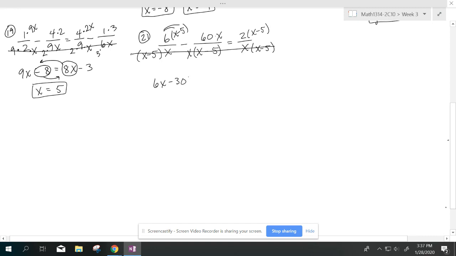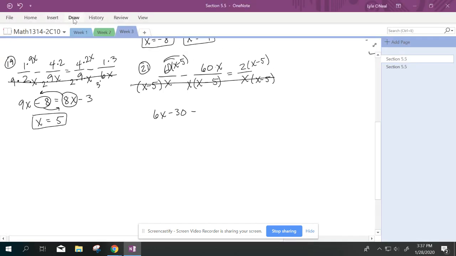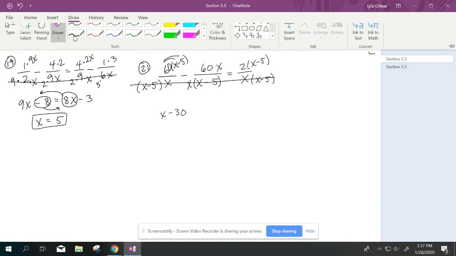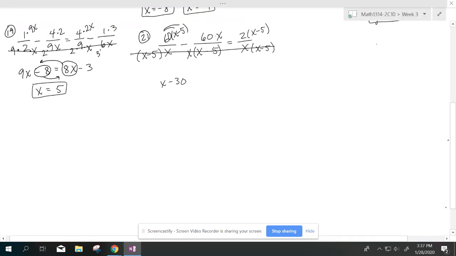6x minus 30. Wait, did I miss something up here? Oh, crap. I copied the problem down wrong. That should have been 60. I'm sorry. Instead of 6 over x, that should have been 60 over x. And now 60 times x, that's going to give me 60x. 60 times 5, 300. I'm sorry, that's the first mistake I've made today.